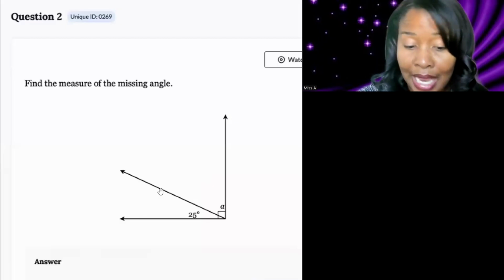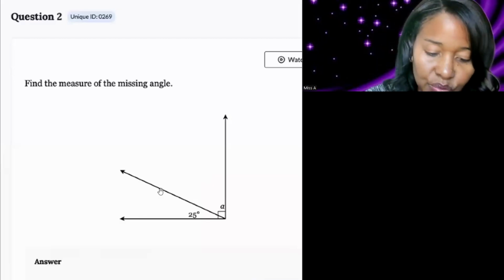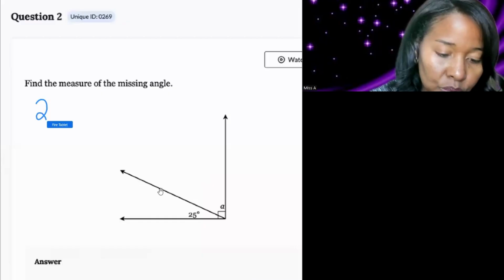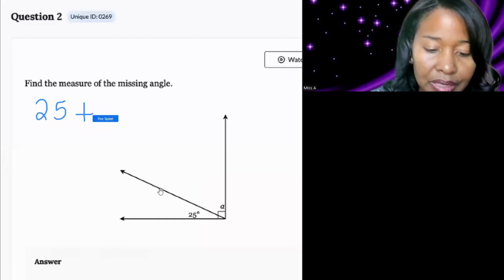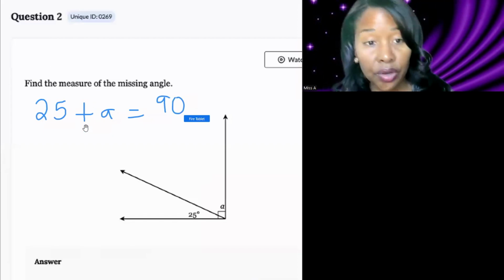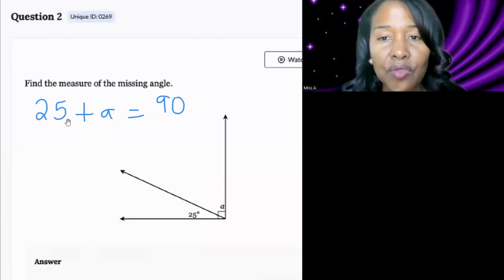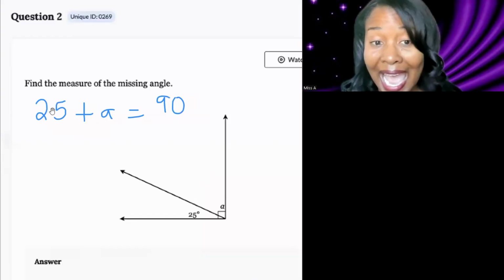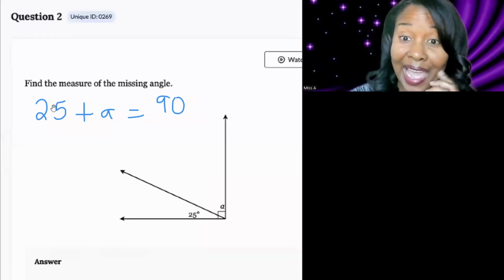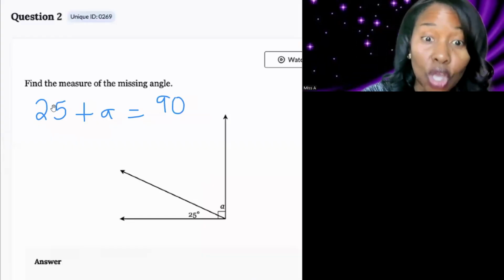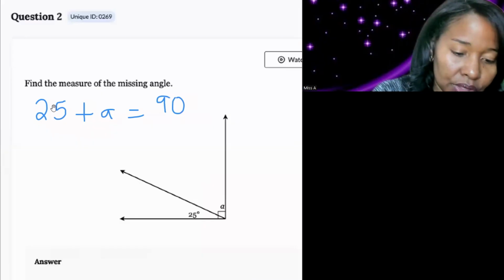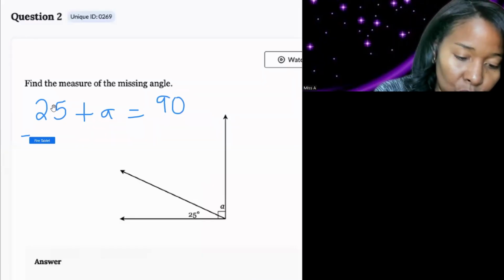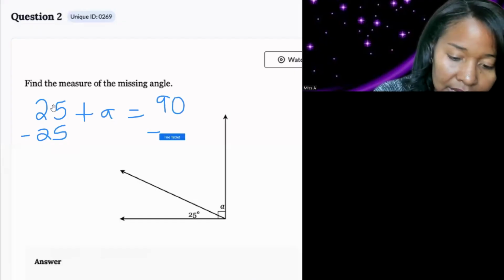So we are going to use our algebra skills to figure this out. We'll write an algebraic equation: 25 plus A equals 90. Now, in order to get this variable A by itself, I've got to get this 25 away from it and on the other side of the equal sign. So since 25 is being added to A, what is the opposite of adding 25, guys? Subtracting 25. So I'm going to subtract 25 from both sides of the equation to keep it balanced.